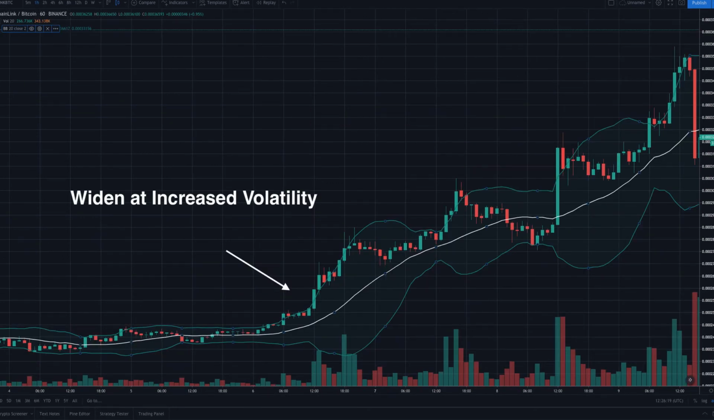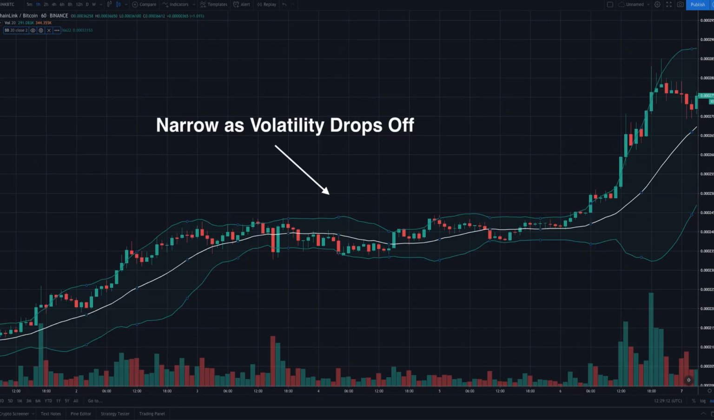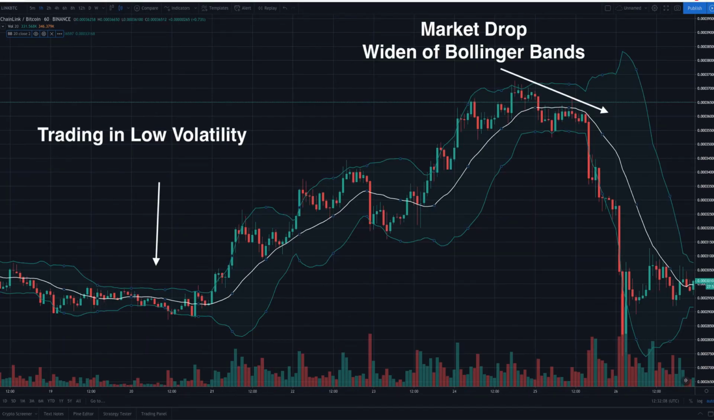To recap then, they widen at times of increased volatility in the market. And they narrow as volatility drops off. Well, I hope you can see the impact volatility has. Link on this part of the chart has been trading in a relatively low volatility environment. You can see though that it's grinding itself upwards.